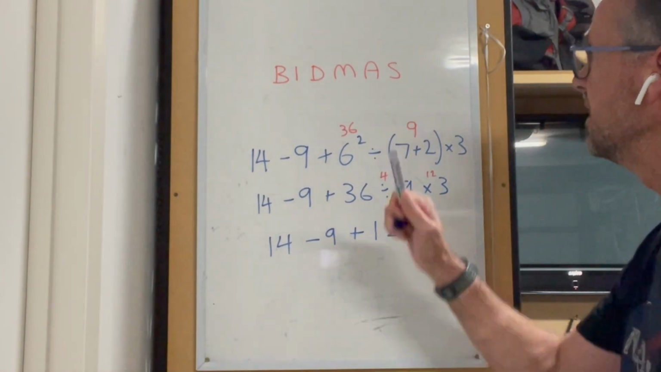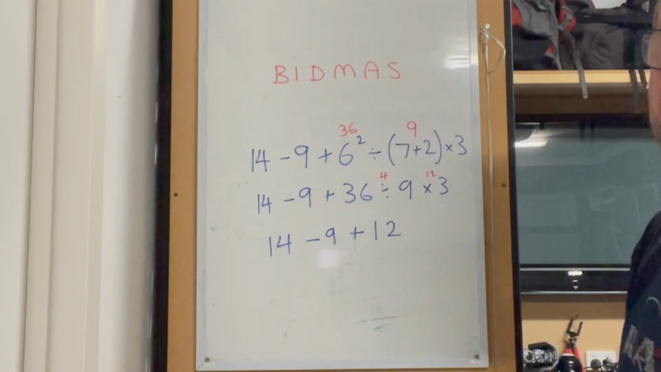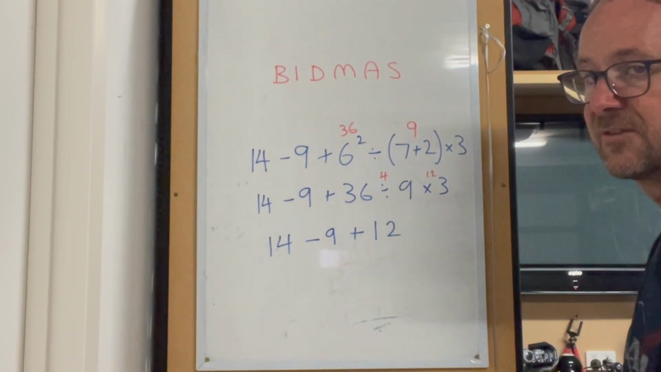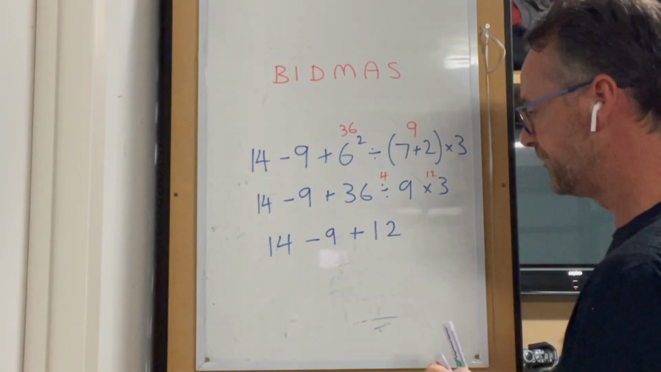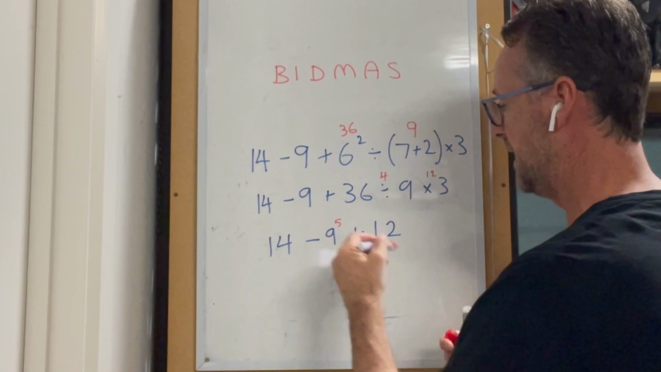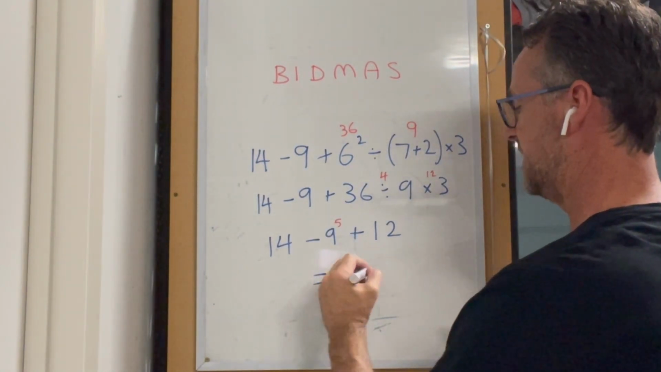And now again, we're looking at the AS, addition, subtraction, only addition and subtraction left. We'll do the equation left to right. So 14 take away 9 is going to leave us with 5. And then 5 plus 12 is going to give us 17.